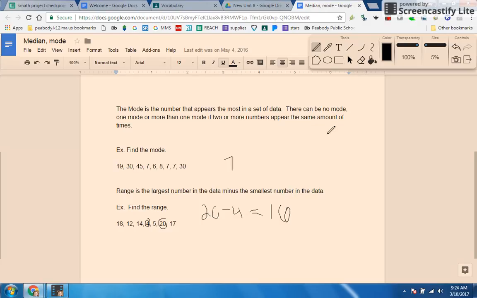So just to recap, the median is the number in the middle, and the most important step is to order them least to greatest, and then cross out left and right till you get to the middle. If there are 2 numbers in the middle, add them up and divide by 2, and that would be your median. Mode is the number that appears the most. There could be 1 mode, there could be no modes, there could be multiple modes. Range is the biggest number minus the smallest number. Okay, so we're going to try some on the big ideas.